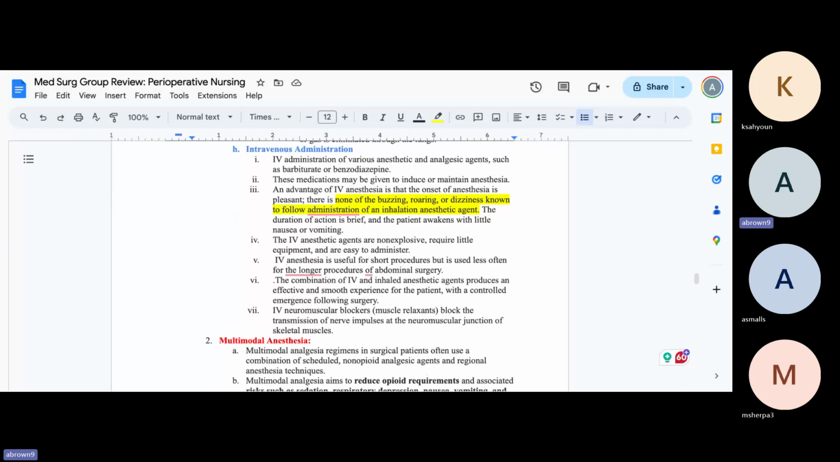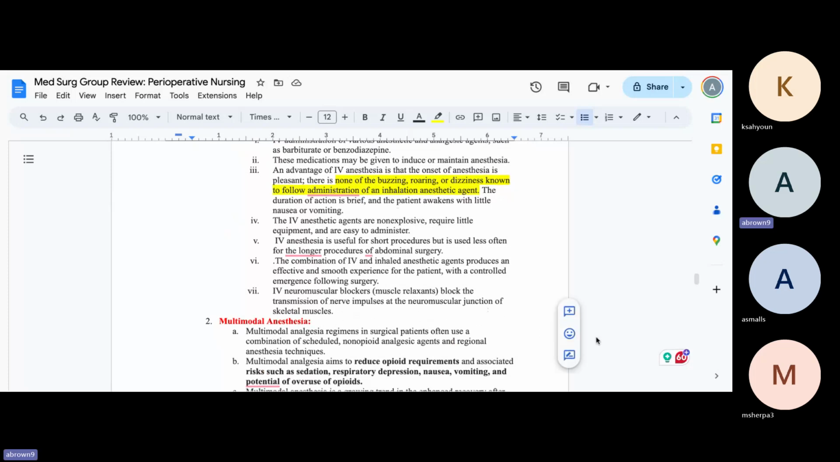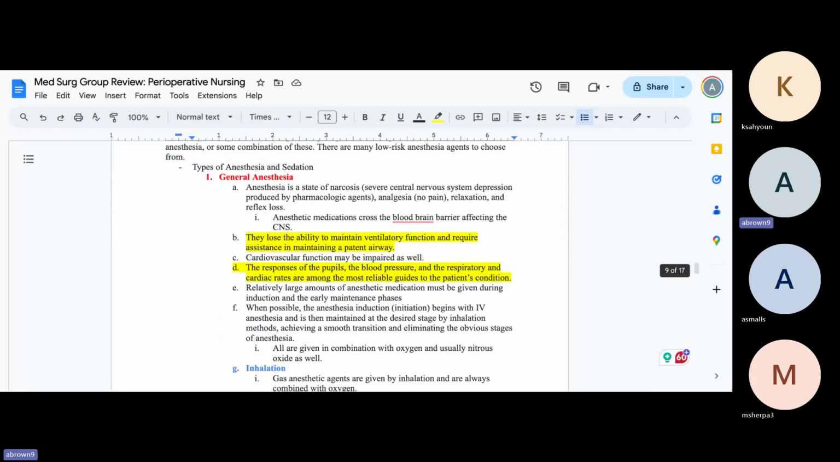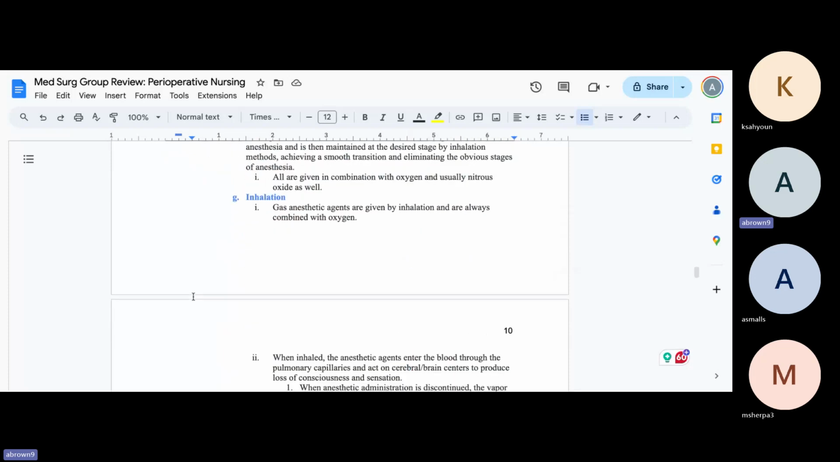The combination of IV and inhaled anesthetic agents produces an effective and smooth experience for the patient with a controlled emergence following surgery. IV neuromuscular blockers, muscle relaxants, block the transmission of nerve impulses at the neuromuscular junction of skeletal muscles. All right. Any questions on general anesthesia? Okay.